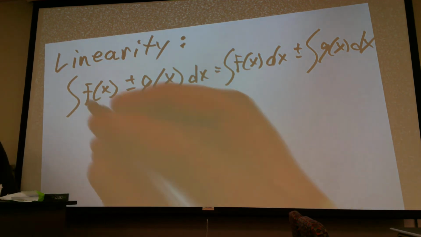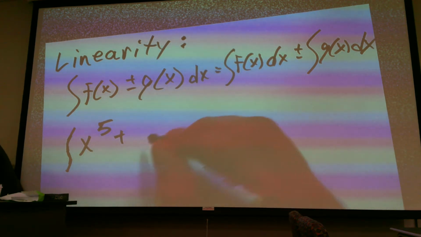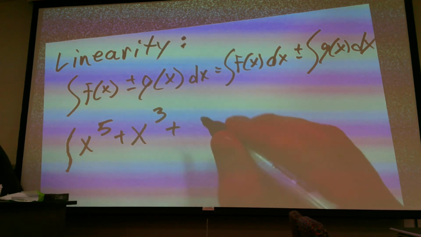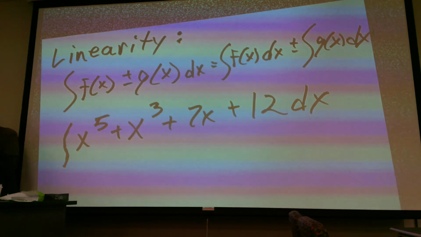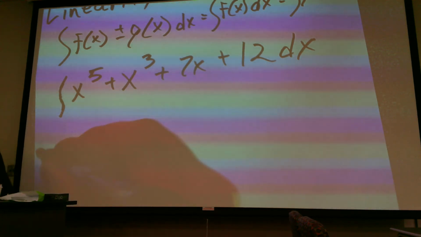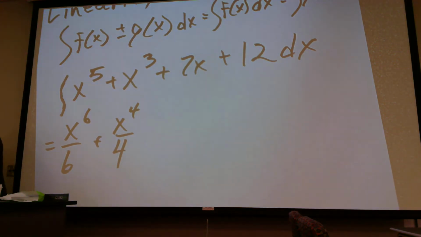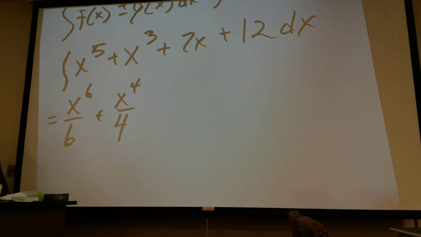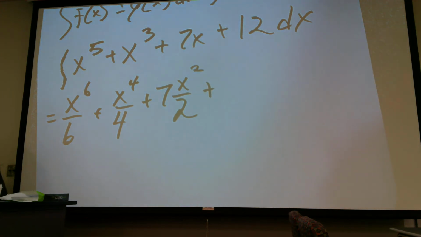Okay? So let's say we have the integral of, let's say, x to the 5th plus, I don't know, x cubed plus 7x plus 12 with respect to x. So all of these are going to incorporate the power rule, so we're just going to integrate each one individually. And so this becomes x to the 6th divided by 6 plus x to the 4th divided by 4. And we don't care about the 7. Multiplying by a constant doesn't matter. You're integrating with respect to x, so you have to pay attention to the x. So that's plus 7 times x squared divided by 2. And the integral of a constant is a linear function, so that just becomes 12x, and then plus c.